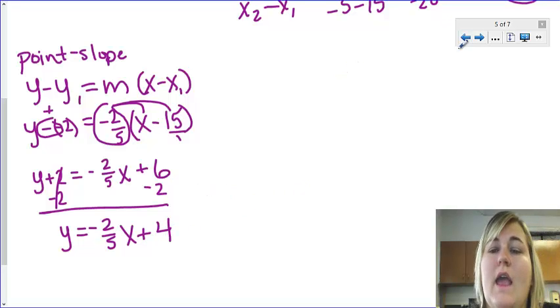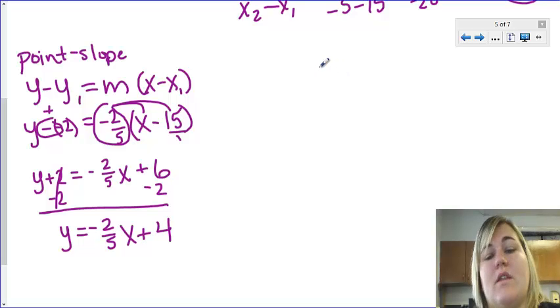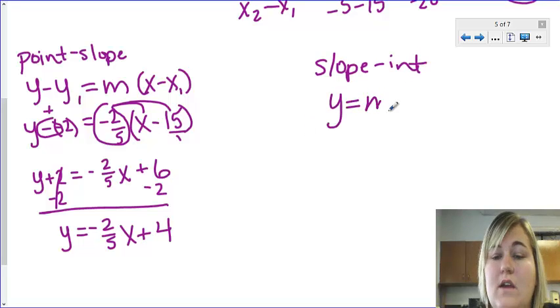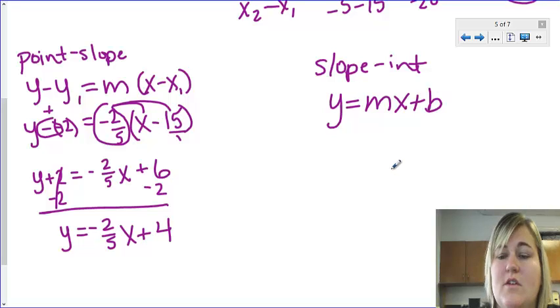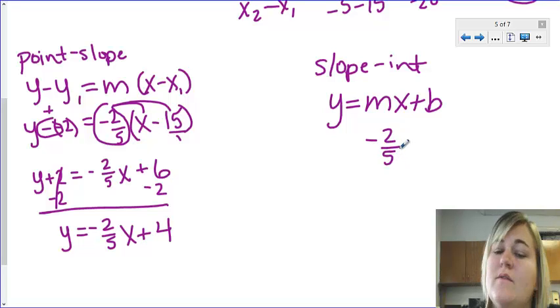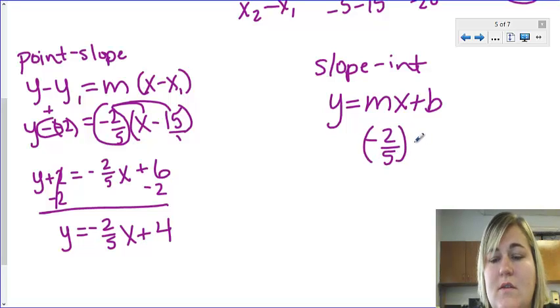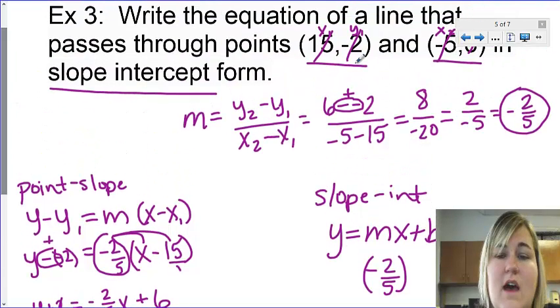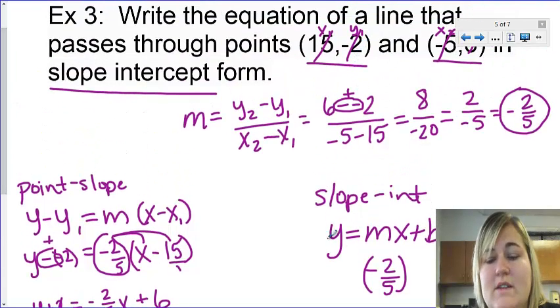Slope-intercept form. Okay, I used point slope to get me to slope-intercept form. And the other way we could have done this was to start with slope-intercept. If we did that, we would write y equals mx plus b, because we know that this is slope-intercept form. I already know my slope is -2/5, which I'm going to put in parentheses. And my x and y here, I can just use a point. So I'm going to use the same point that I used up above, which was that (x1, y1). So instead of y, I'm going to put -2 equals, instead of x, I'm going to put 15.